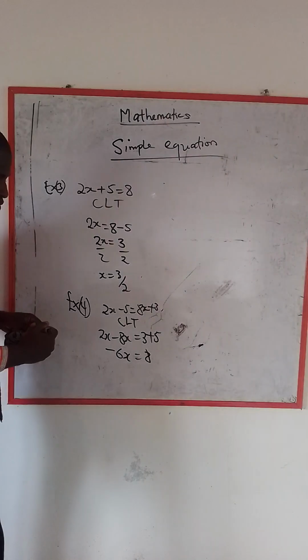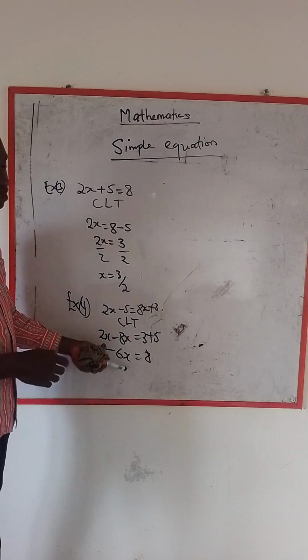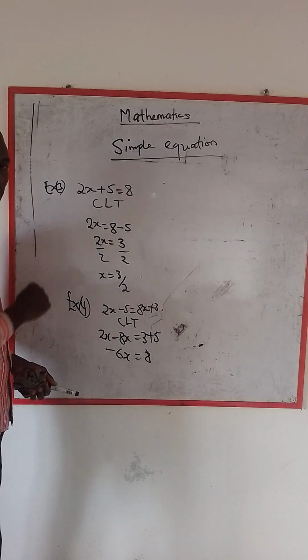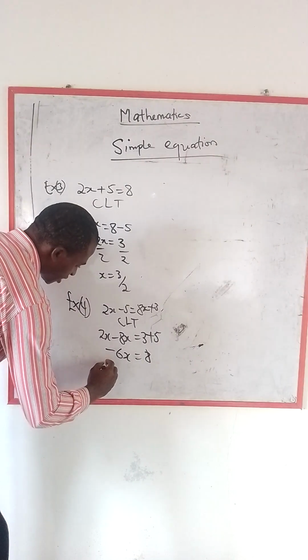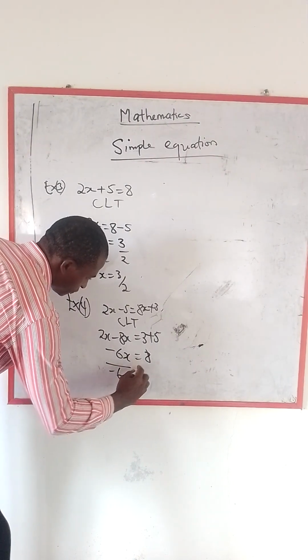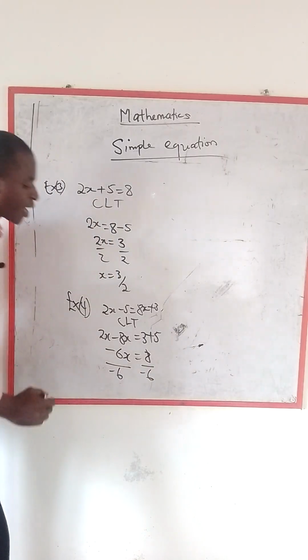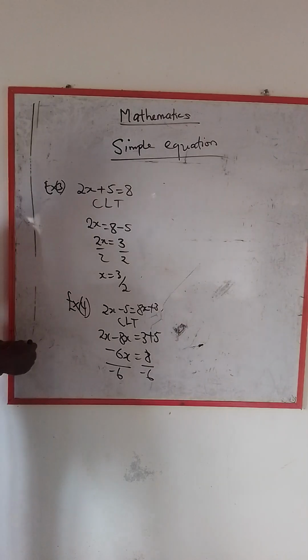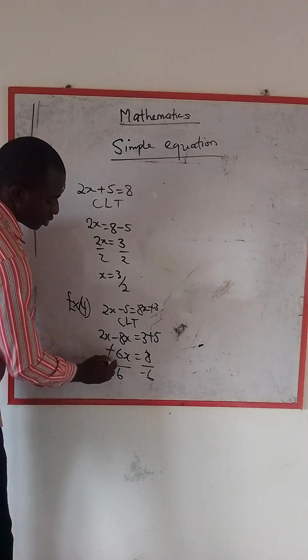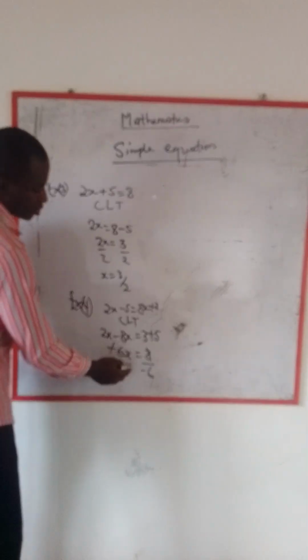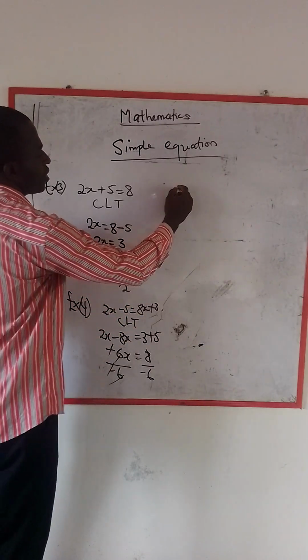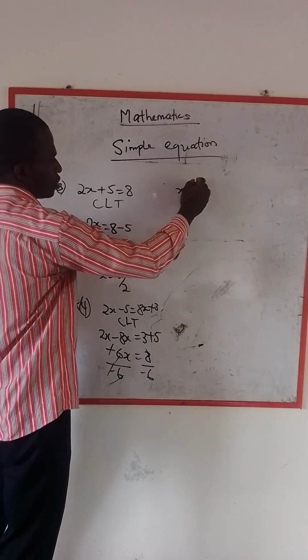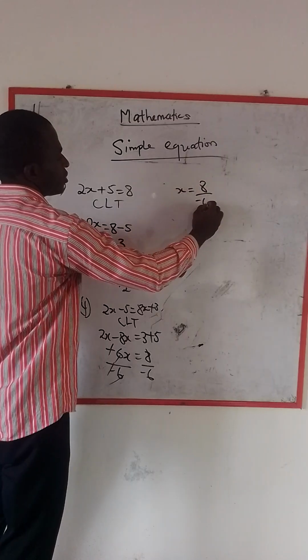The next stage is what is attached to x, like we started in our simple equation. What is attached to x is minus 6. Use it to divide both sides of the equation, both the minus and 6. Now, we are first of all going to divide the minus. Minus divided by minus is what? Plus. 6 will cancel 6, so we now have x equal to 8 divided by minus 6.